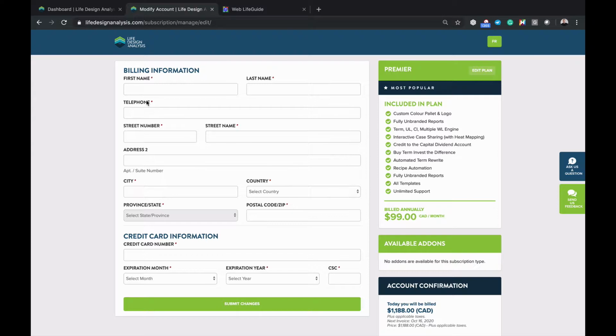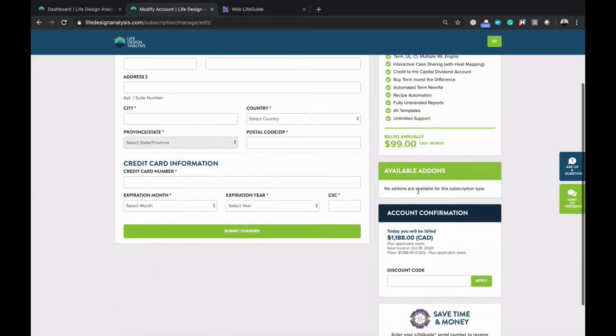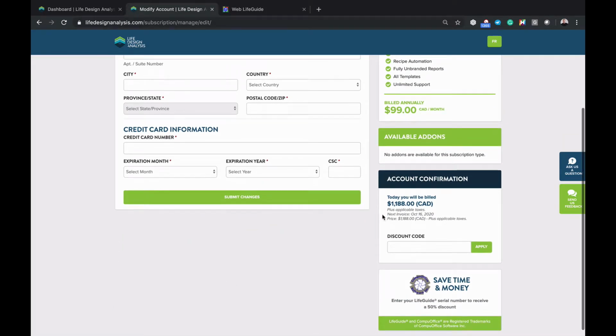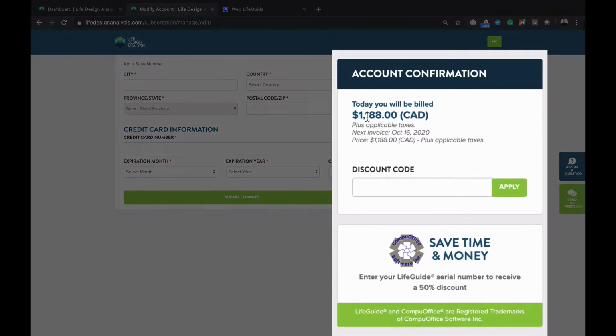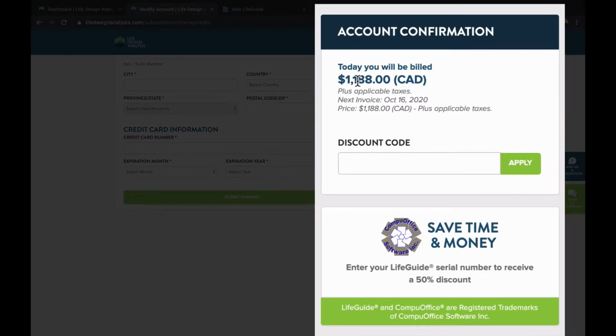So you can see on any of our subscription packages, and we do have a few to choose from, I've selected the Premier package billed annually, and that's our top level package. Now, generally, you can see today you'll be billed $1,188. So that's the full cost of our platform.